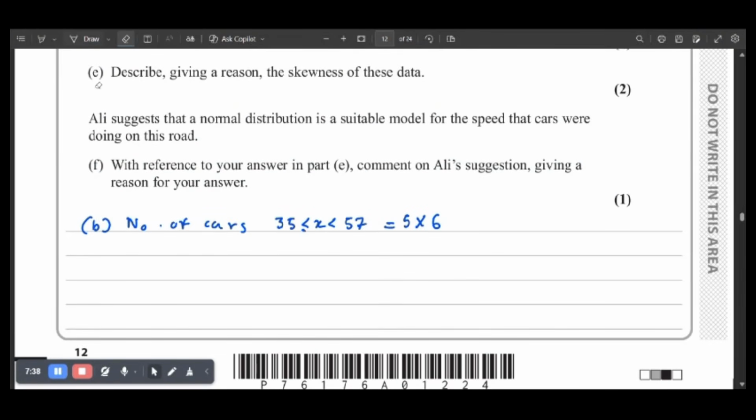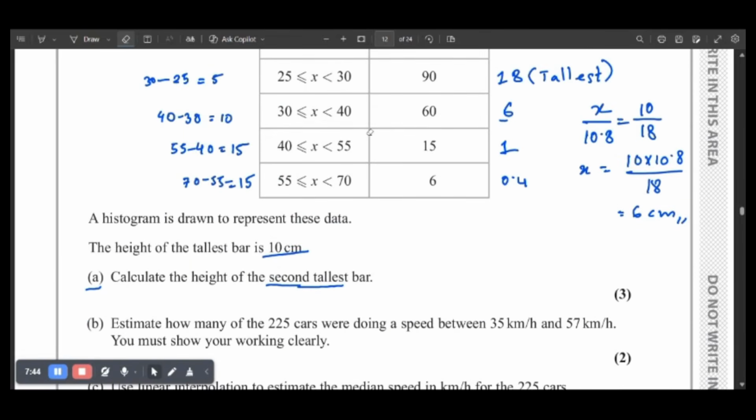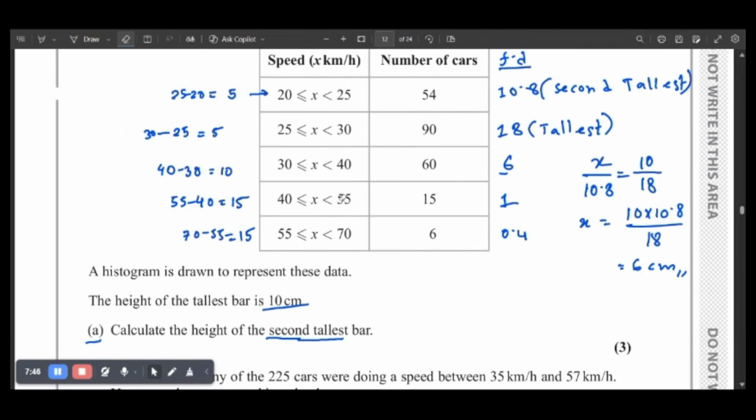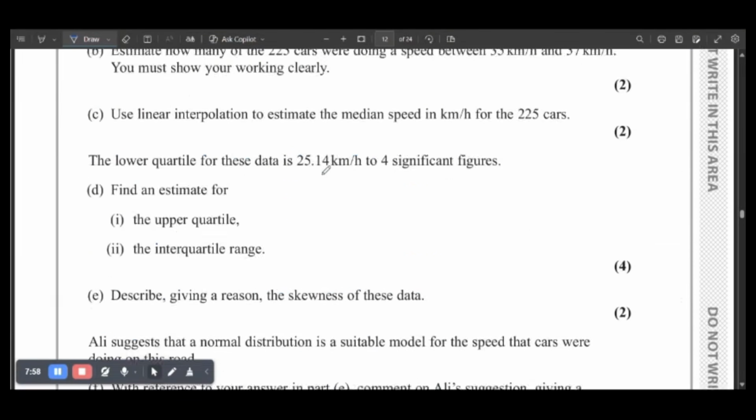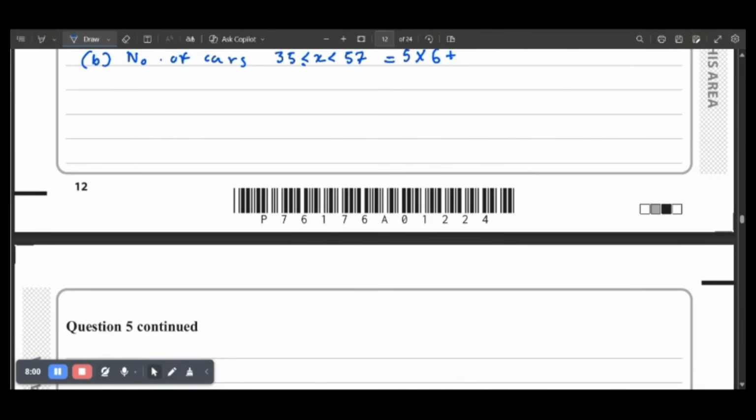Then we have to add the frequency of this whole class, because this whole class is included within our required class. So we have to add the frequency of the whole class, which is 15.